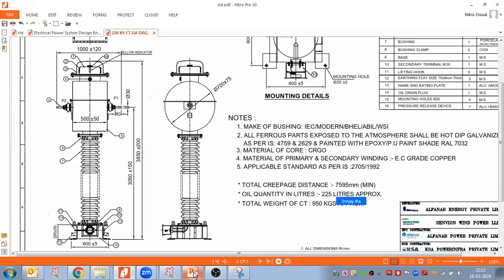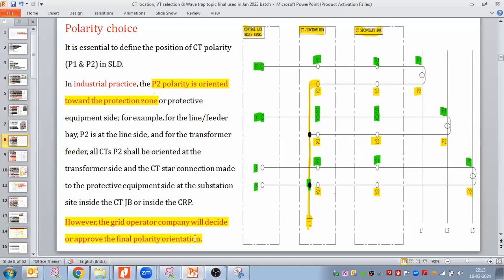Again, this is an open point. So what I'm telling is as per the industrial practice, but client confirmation is needed. So it is essential to define the position of CT polarity or orientation of CT polarity. Polarity, I mean P1 and P2, this is the polarity in the single line diagram. It is essential, means it is a must. It should be defined.